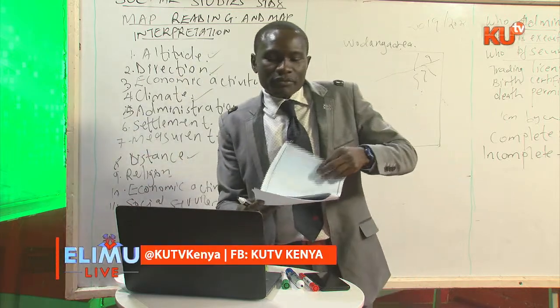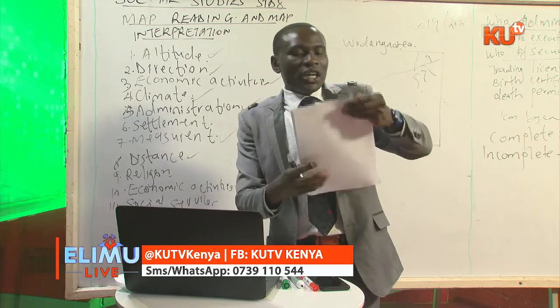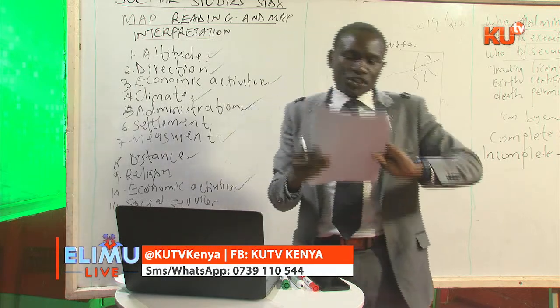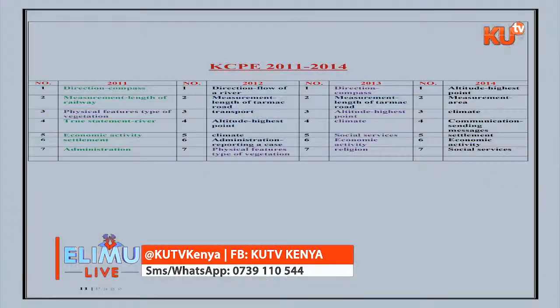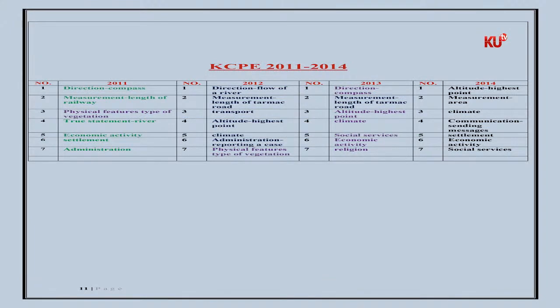Let us look at 2011 to 2014. Look here. It is still revolving around what we have covered today. 2011: direction, measurement, the length of a railway, physical features of vegetation, true statement about a river, economic activity, settlement, administration. 2012, again, direction or flow of a river, measurement.